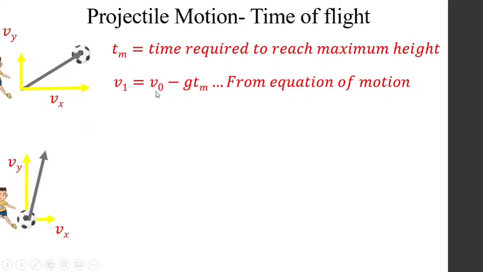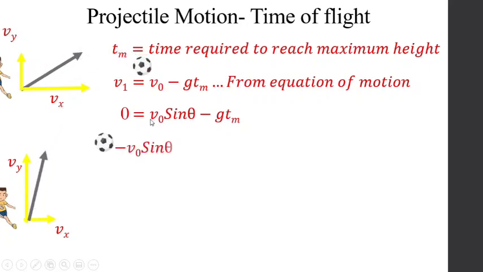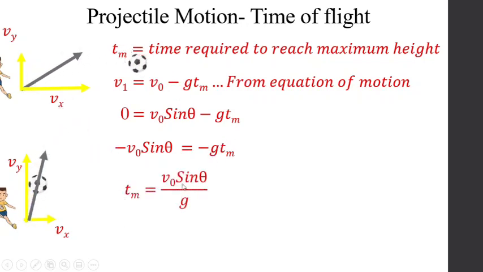Here the initial velocity v0 in the vertical direction is v0 sin theta, and the final velocity will become 0, because at the maximum height the vertical component becomes 0. So 0 equals v0 sin theta minus g tm. If you take v0 sin theta to the left side, it becomes minus v0 sin theta equals minus g tm. Solving for tm, this equation becomes v0 sin theta by g. So this is the time required to reach the maximum height.